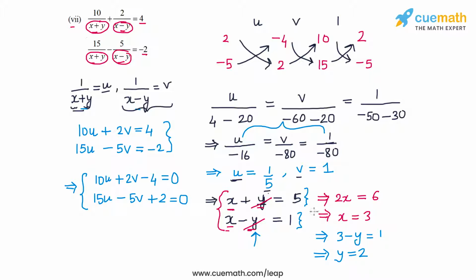So our final answer is that x is equal to 3 and y is equal to 2, and you can verify that it is correct. In 10 by x plus y, x plus y will be 3 plus 2 or 5, and x minus y will be 3 minus 2 or 1. So 10 by x plus y is 2, 2 by x minus y is 2, their sum is 4. So the first equation checks out. 15 by x plus y is 3, and 5 by x minus y is 5, and their difference is minus 2. So the second equation also checks out. So our answer is correct. x is equal to 3 and y is equal to 2.